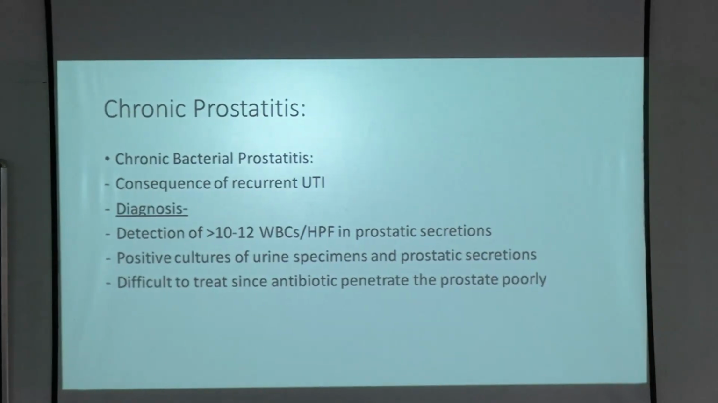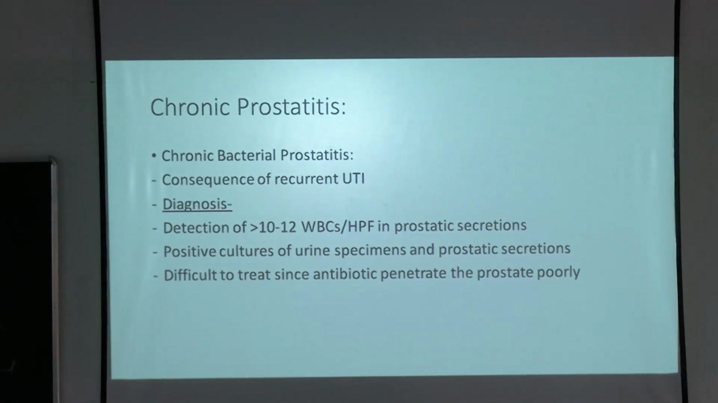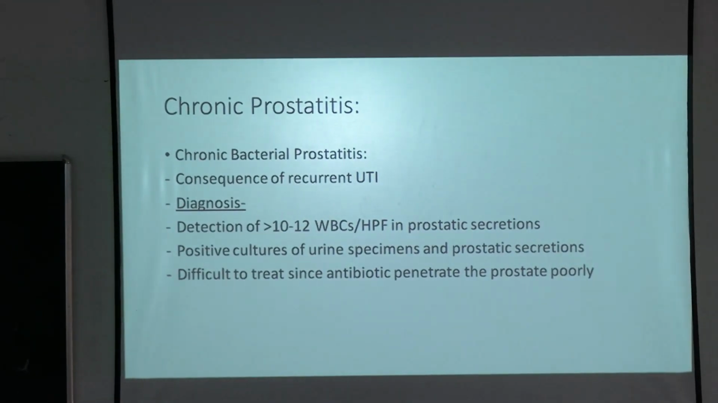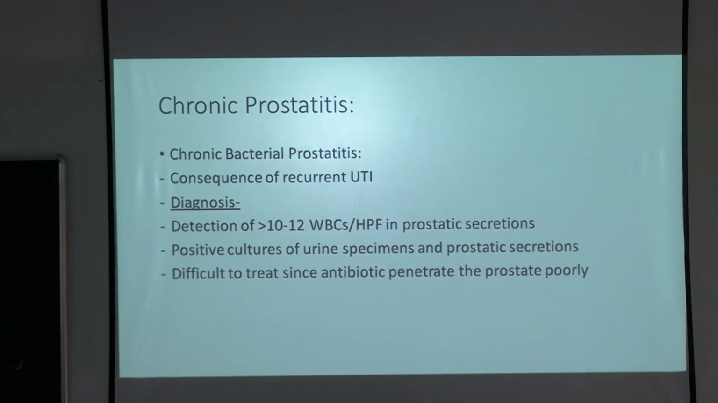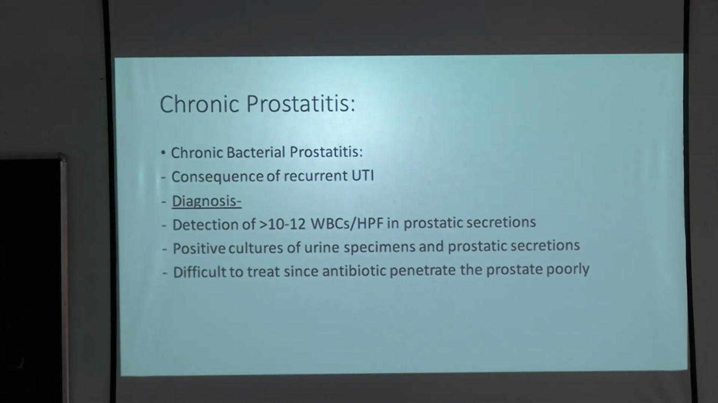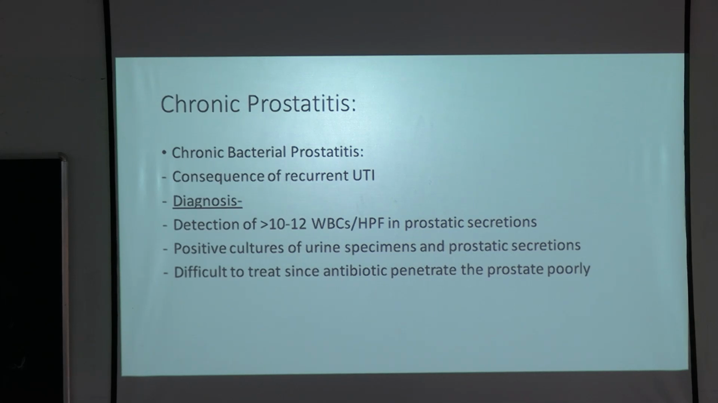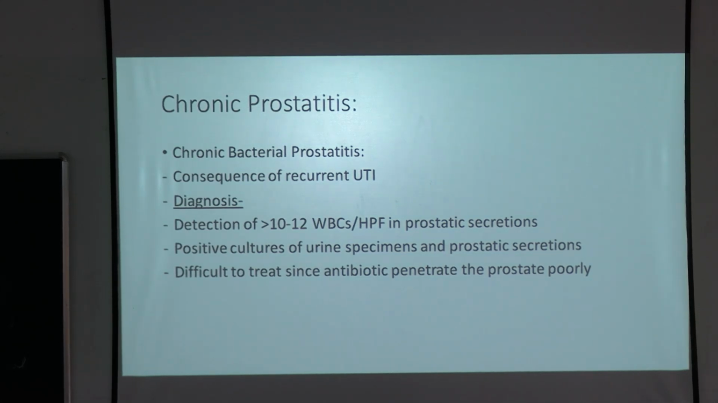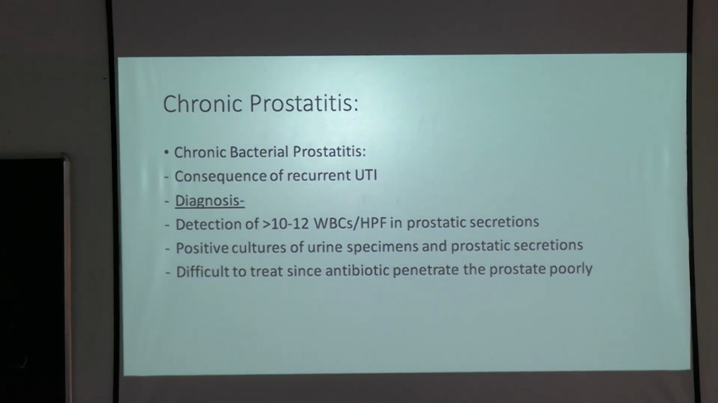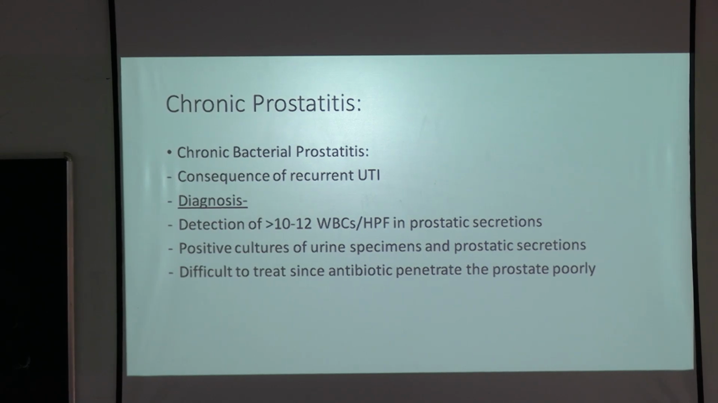So what is chronic bacterial prostatitis? It is mainly a consequence of recurrent urinary tract infections. Now how will you diagnose such patients? You will detect more than 10 to 12 WBCs or leukocytes per high power field in prostatic secretions, and there will be positive cultures of urine specimens and secretions, and these cases are difficult to treat because antibiotics penetrate the prostate very poorly, okay.